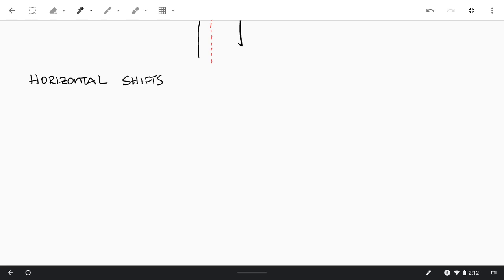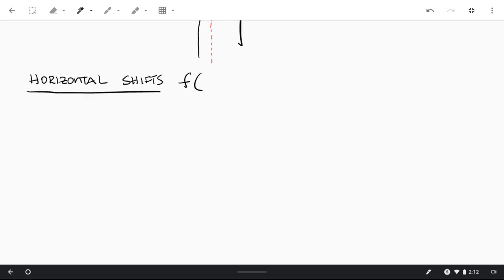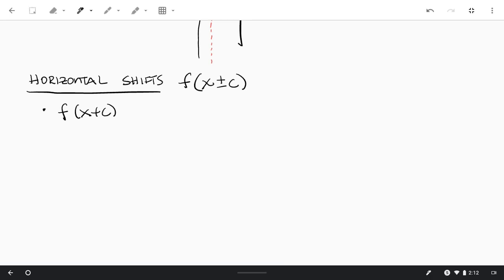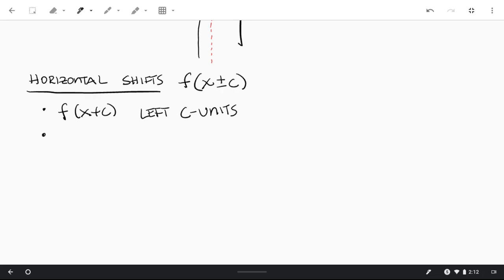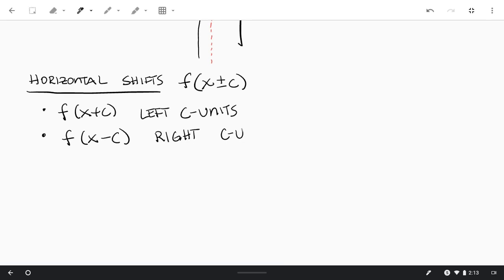Okay, so horizontal shifts. That's when you take this x plus or minus c. If you do addition here, this will actually shift it left c units. It might be a little counterintuitive. If you subtract c, then you are actually going right c units.